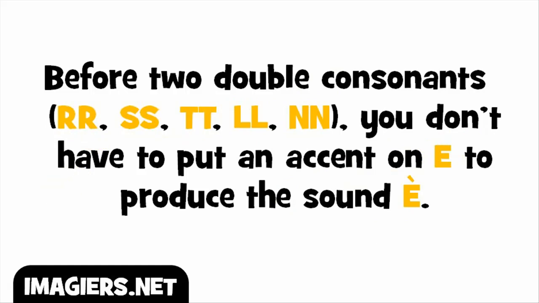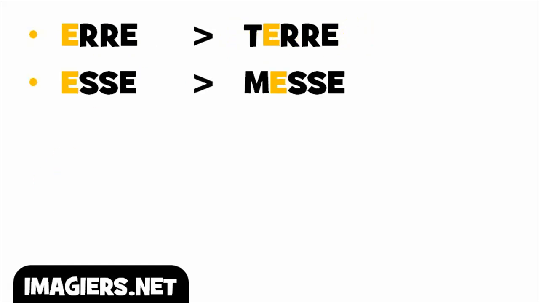We'll see a few examples now. The first one, you've got A, and then the double consonant R here. So you get the sound R, R. The word goes like terre, terre. Second example, you get E and then double S. Same thing, the sound produced will be E, and then S, S. And the word mess, mess.